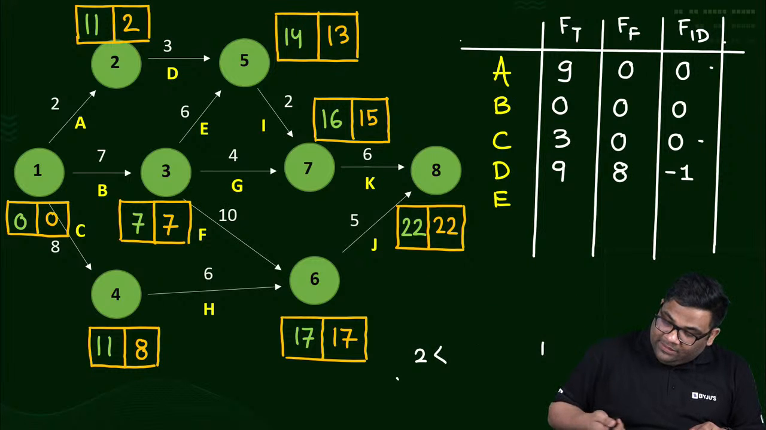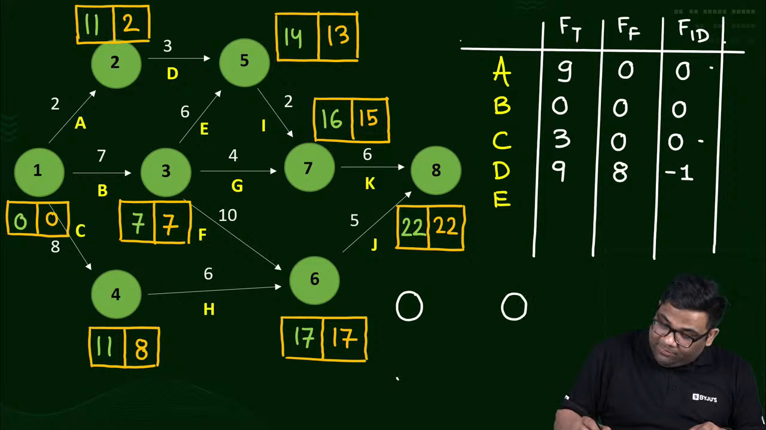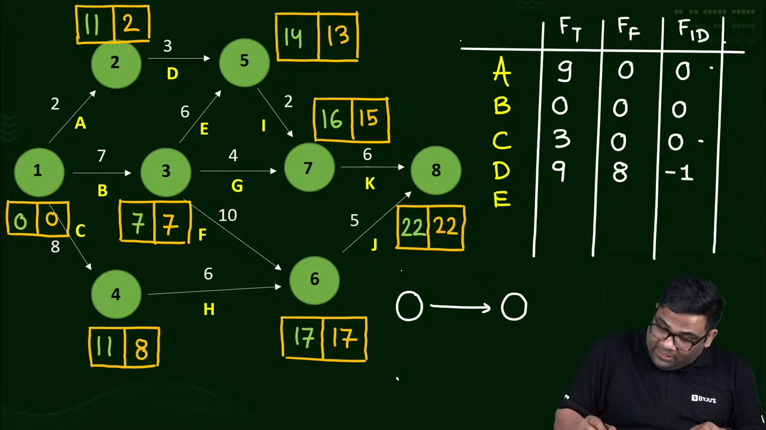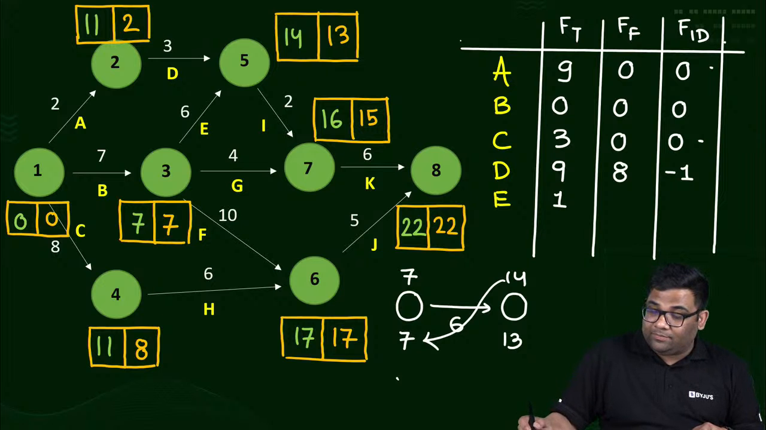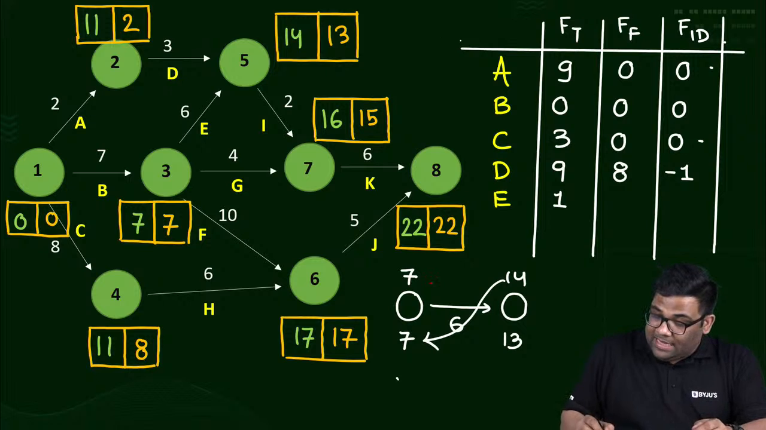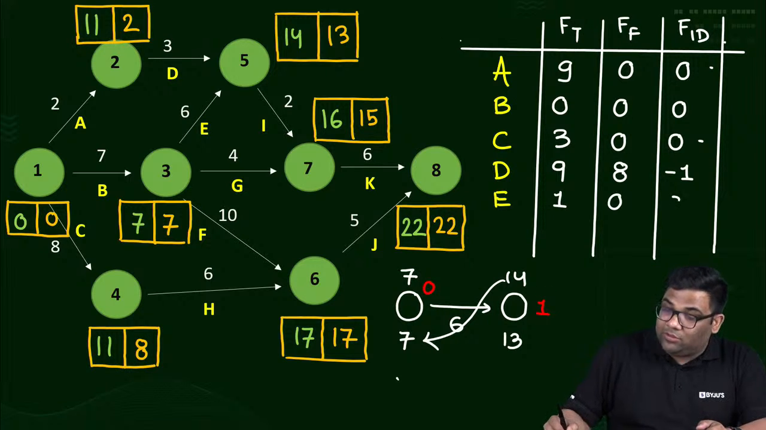Draw everything. If you have any confusion, draw it again. I am drawing for everyone. See, I can see from the diagram and find out. I have practiced. But if you are facing any difficulty, then draw it, 7, 7, 14, 13, 6. This is for E. E is 1, right? Then free float will be what? Find out the slack values. Slack is 0, 1. So 1 minus 1 is 0, and then 0 minus 0 is 0.